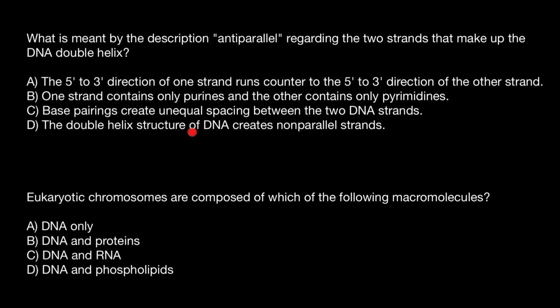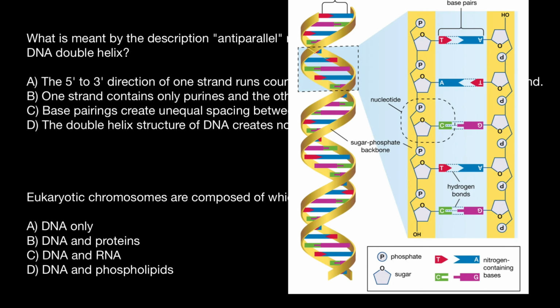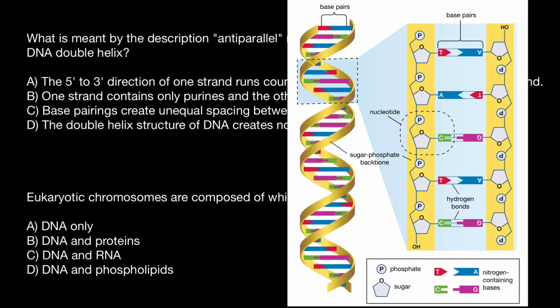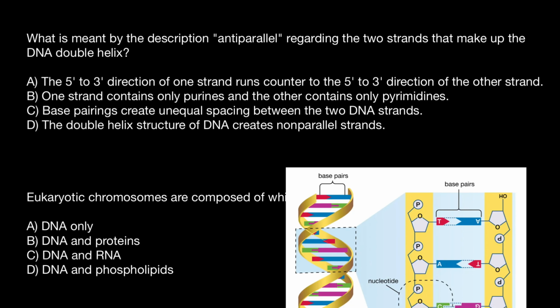The double helix structure of the DNA creates non-parallel strands. Take a look at this picture, and as you can see, in double-stranded DNA we see two backbones which are parallel, and also in this image these two strands are parallel. So this variant is not true, and we can cross it out.